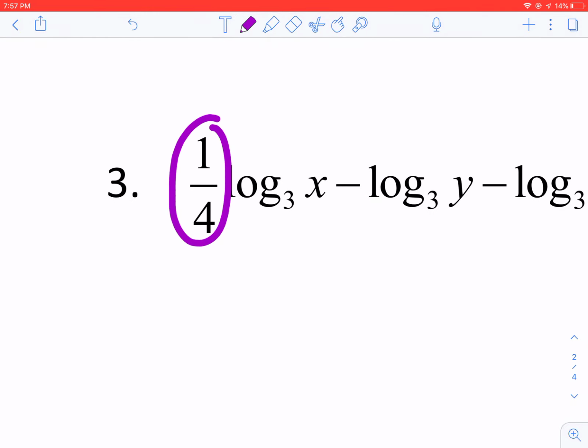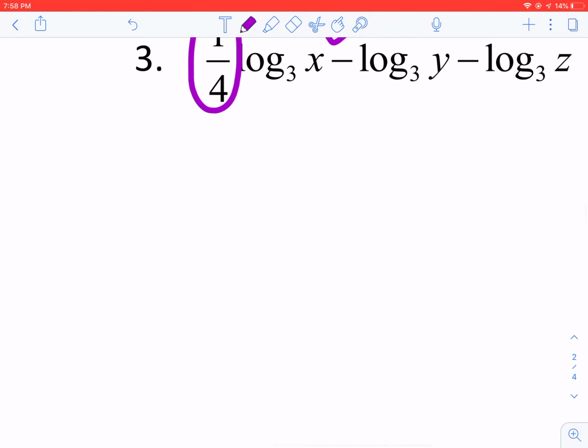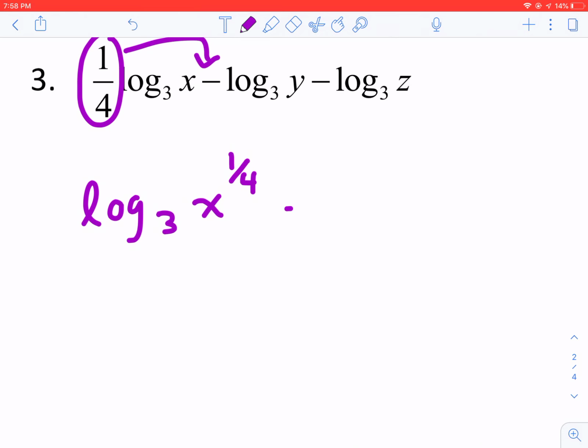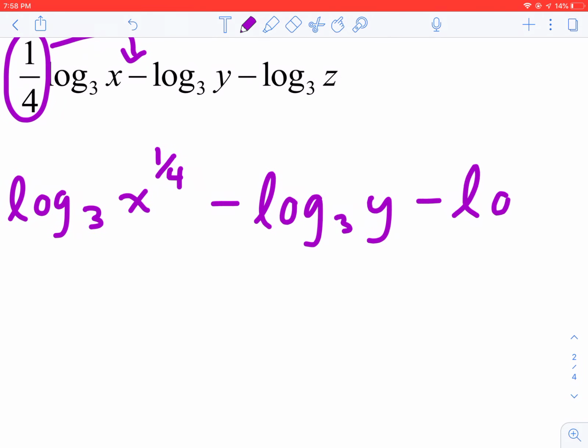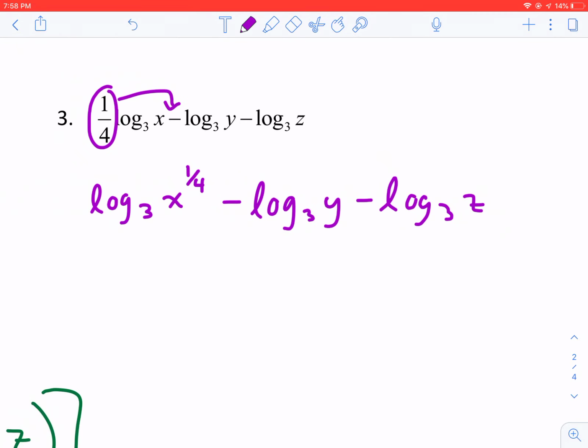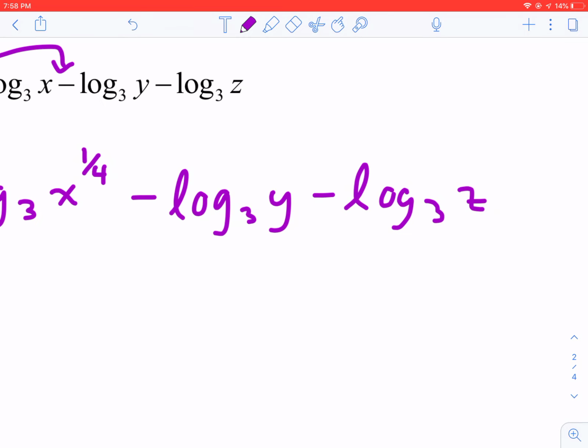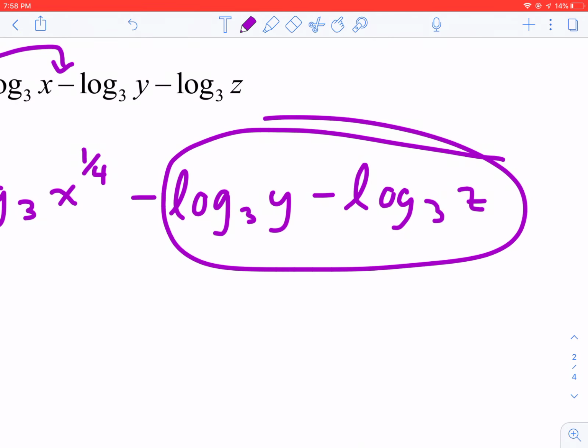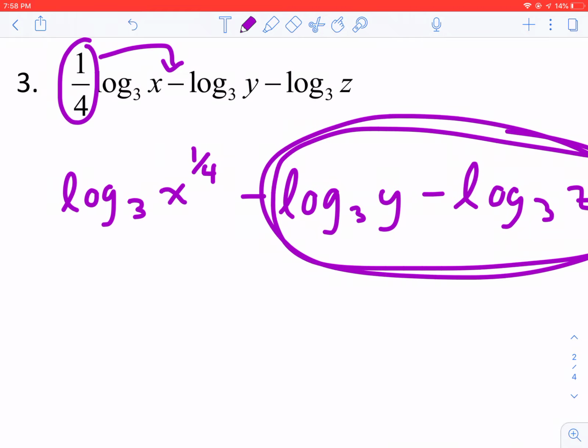So I'm going to take this coefficient and make it an exponent. So that's log base 3 of x to the 1/4 power, minus log base 3 of y minus log base 3 of z. You have to be really careful when you're doing these. We have to work from left to right, just like we would do with order of operations. So you can't really change these two into a fraction first.